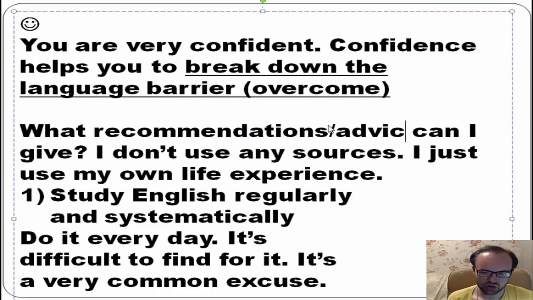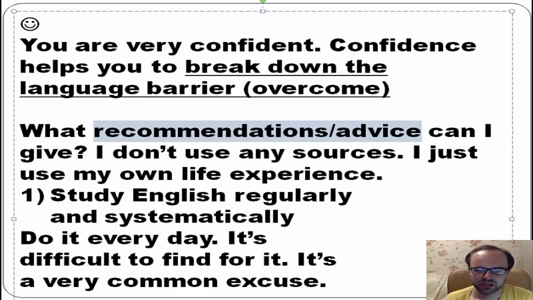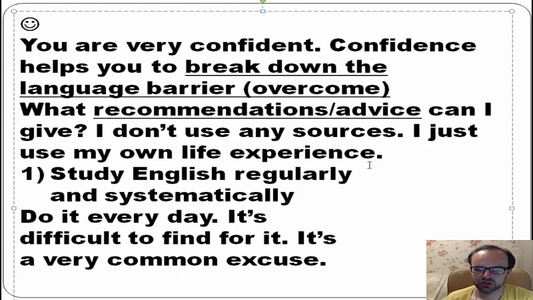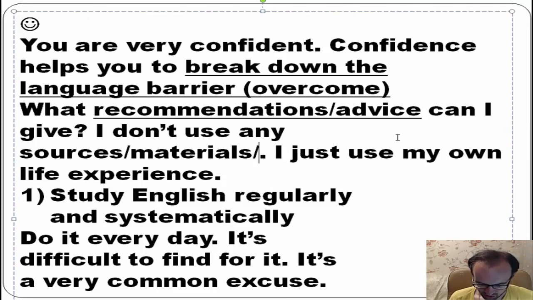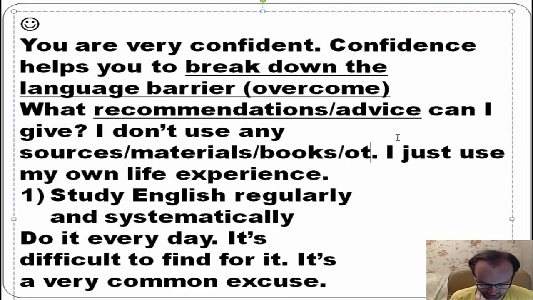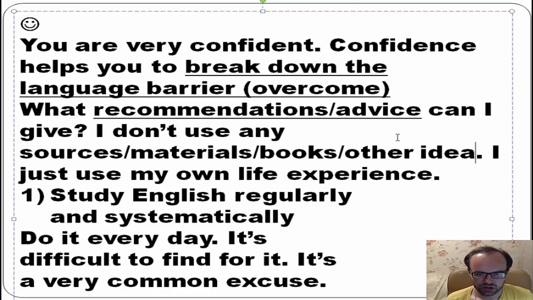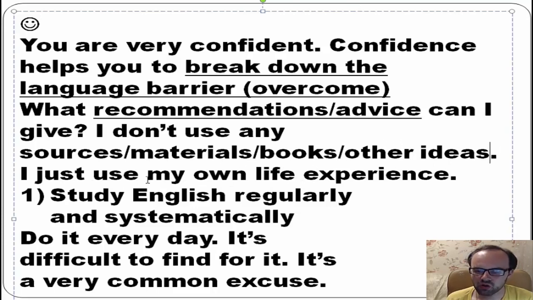So what recommendations can I give, or what advice can I give? So I don't use any sources. So what is sources? It means different materials. So any materials, or books, or other ideas, okay? So I just use my own life experience, okay? So my own means my personal life experience, really, and I can tell you this from my own life experience, okay?